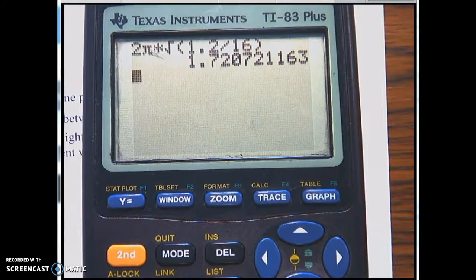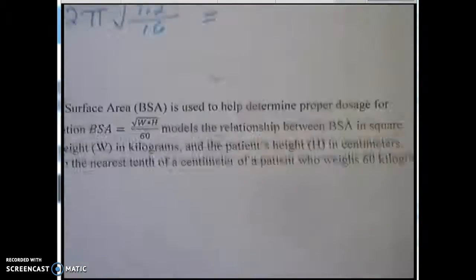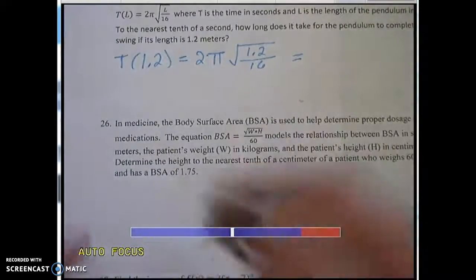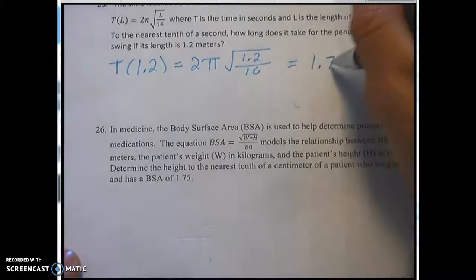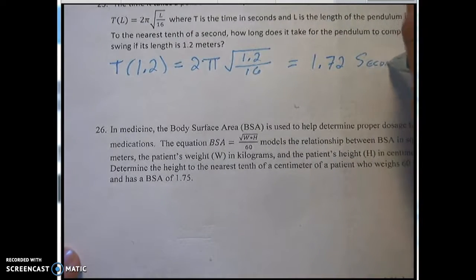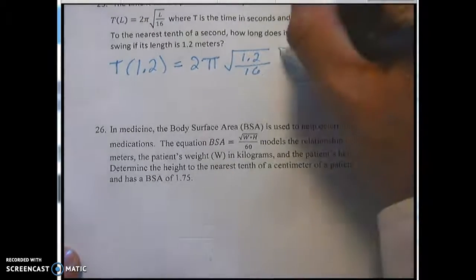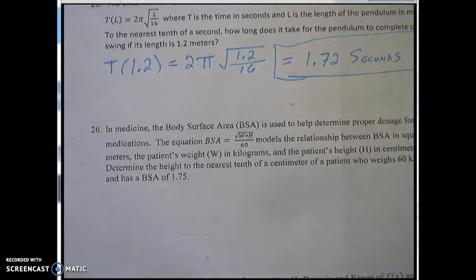And you end up with this thing. And we'll just go ahead and round that to 1.72. So when the length of the pendulum is 1.2 meters, the time that it takes to complete one full swing is simply 1.72 seconds. And you'll definitely want to put your units on that. Since it's a word problem, we usually want to put our units on there to get the answer.